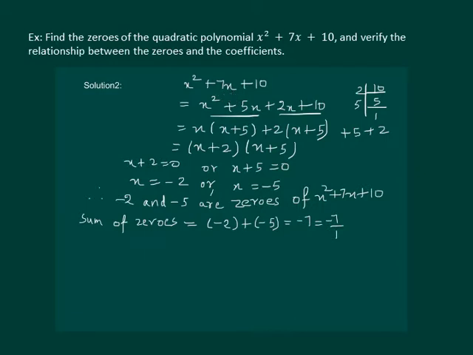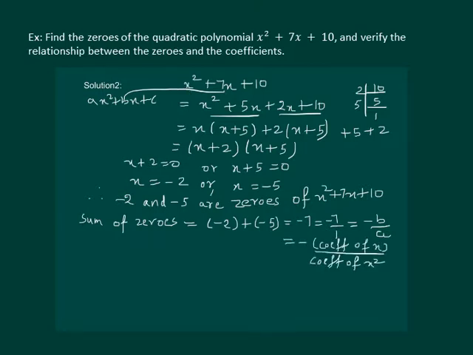If we compare with general form ax square plus bx plus c, we have b equal to 7. So we can write this as minus b by a as a equal to 1. That is, we have established that sum of the zeros is equal to minus the coefficient of x by coefficient of x square.